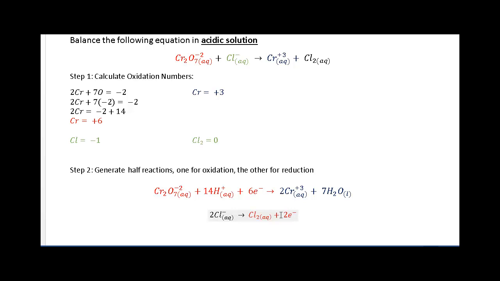So this is the reduction above, this is the oxidation at the bottom. We need to join them together and cancel out the electrons. Very important, no free electrons in your final answer that you report. To do that, all we need to do is multiply this bottom half reaction by 3 to get 6 electrons that will cancel out. So step 3 is to cancel out the electrons, and in this specific problem, we do that by multiplying the second half reaction by 3.